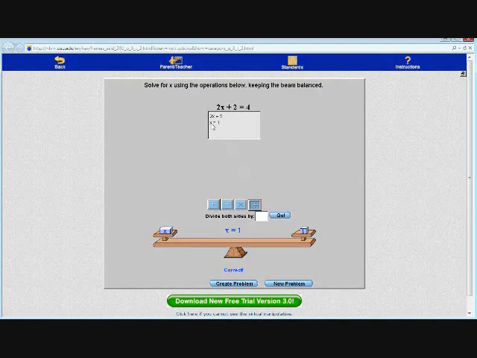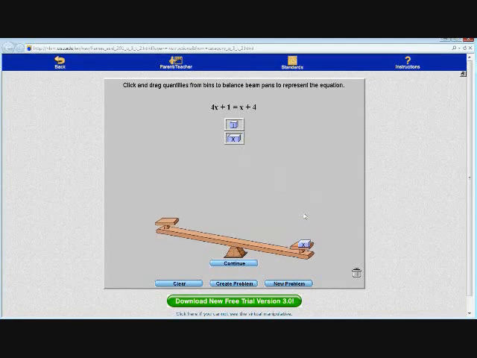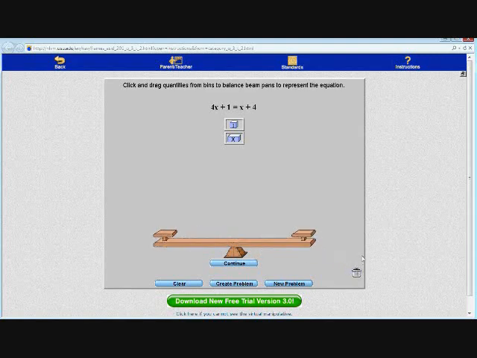Now you have x equals 1. Your answer is right here in the middle. The left side of the balance beam says x, and the right side of the balance beam says 1. Now you have solved for x. To continue with more problems, click New Problem, just as I showed you in the beginning, and continue the same way. Don't forget, if you put a wrong block on the wrong side, all you do is click, drag to the trash can, and there you go.